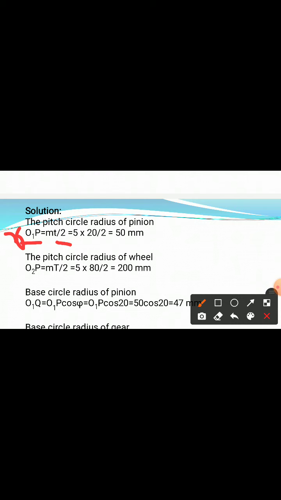This is nothing but the pitch circle radius for the pinion. This is the pitch circle radius for the wheel. Now, by using this formula of module, m is equal to d by t, put these values in: m is given, and the t values are also given. So put 5 and 20 for the pinion, and 5 and 80 for the wheel. The module is the same for both pinion and wheel, so 5 is the same, but the teeth are different, 20 and 80. Put 80 here for the wheel and 20 here for the pinion, and that value becomes 50 millimeter for the pinion. The pitch circle radius of the wheel is 200 millimeter.